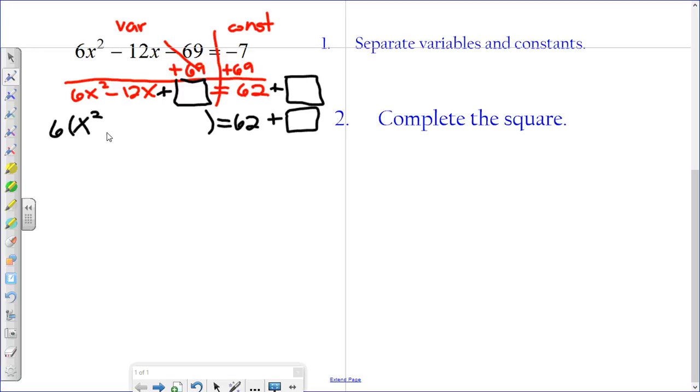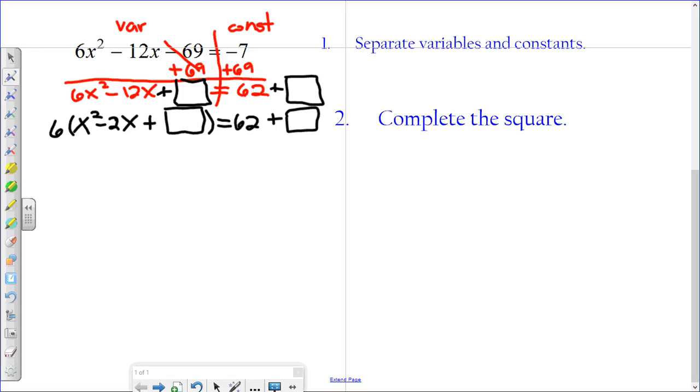Now 6 multiplied by something will give me negative 12x. So what you're missing is negative 2x. 6 times negative 2x will give me negative 12x. Now plus blank.